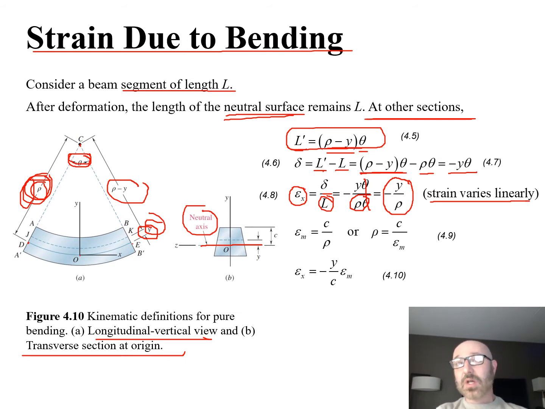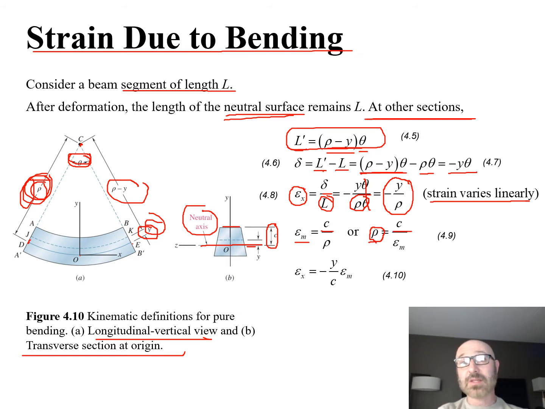Now we can get our strain, our epsilon sub m, is equal to c over rho. We can come back over, get those variables off here. We can see this is our distance c from the top surface down to that neutral axis, so this will be our max strain. This is over our rho value. So there's our rho going from this point at the top down to our neutral axis. We could rearrange that and solve for that rho value if we needed to.